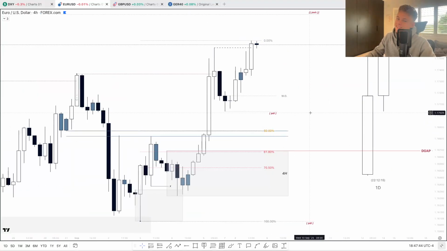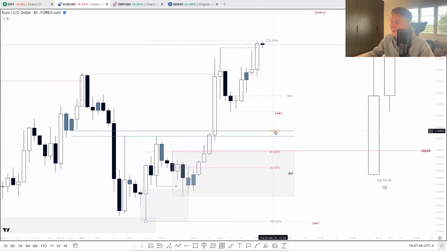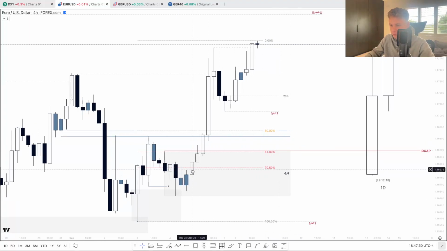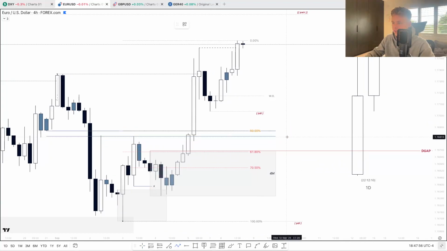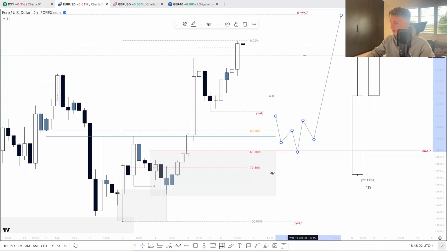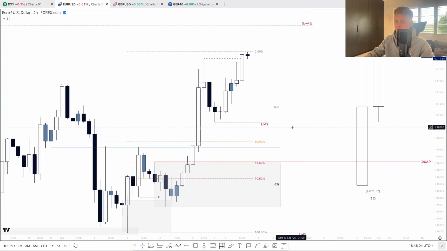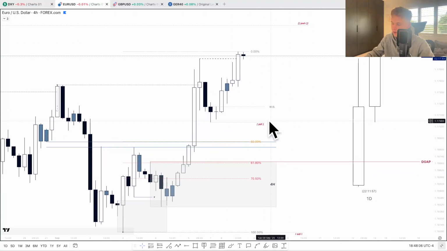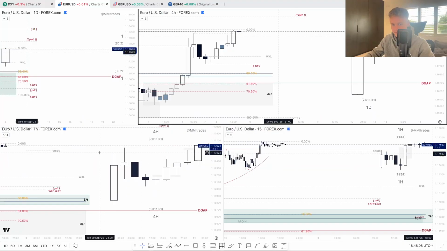So right here, surprise, surprise, it is literally just at the discount level. We've got all of these fair value gaps within here, the 4-hour fair value gaps, and then we could be looking for longs in line with our bullish bias based off of the monthly, the weekly, the daily, etc. So that's essentially what I'm seeing on the 4-hour time frame right now.